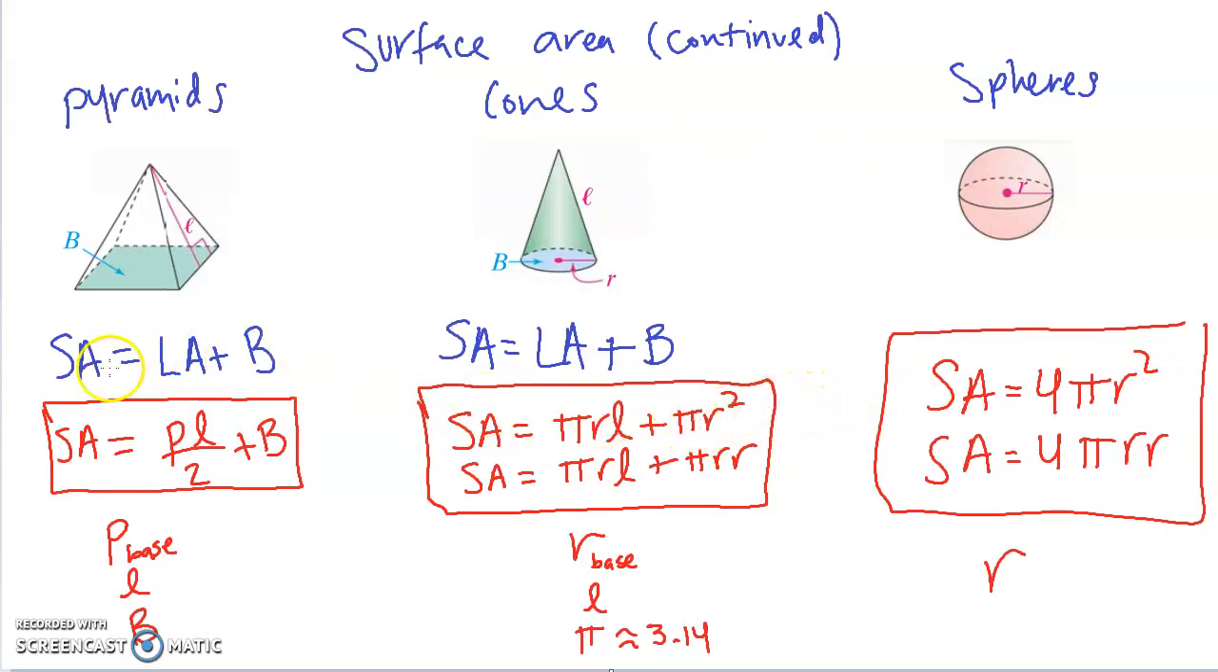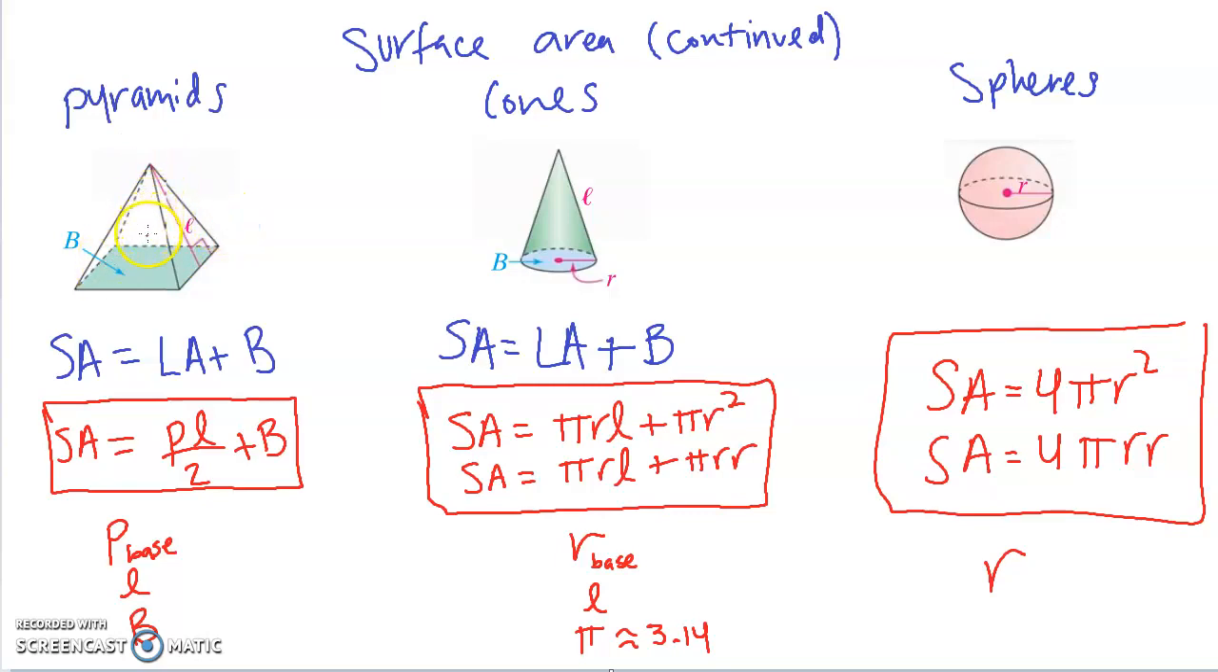Alright, now first let's start talking about pyramids. Alright, this is an example of a pyramid. A pyramid is a space figure that has a singular base, but instead of having a second base on the top, it has a vertex. It has one single point where all of the edges meet.